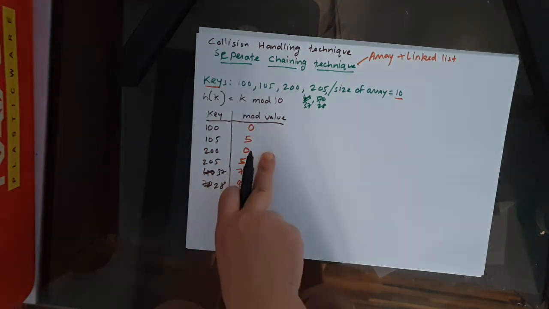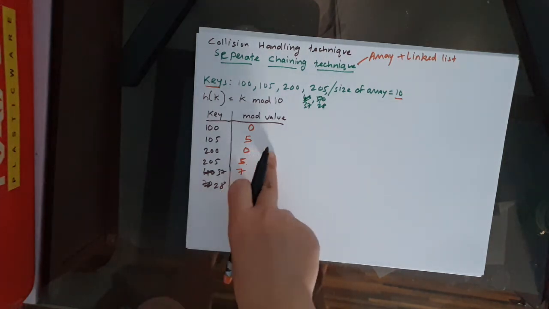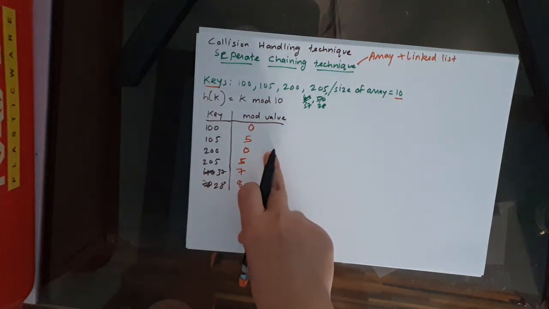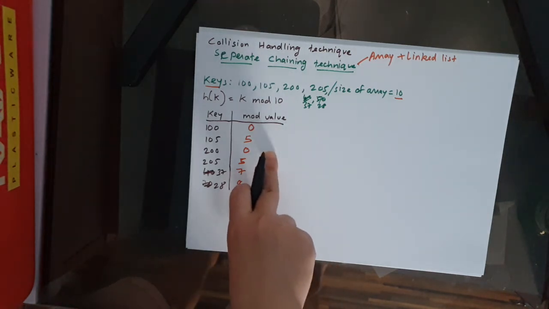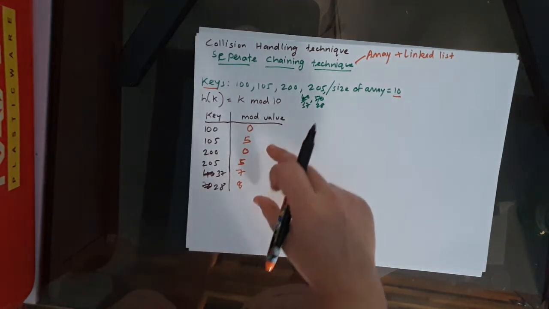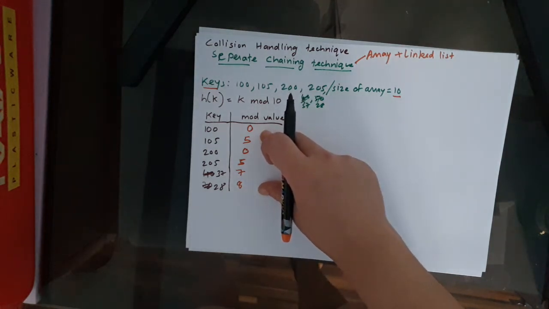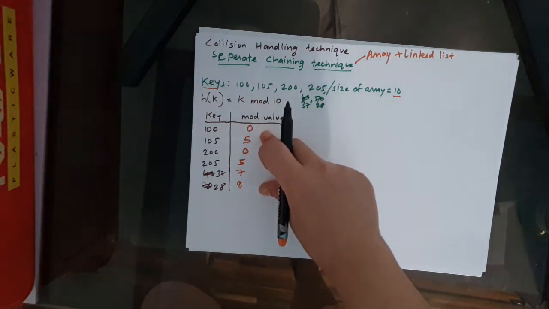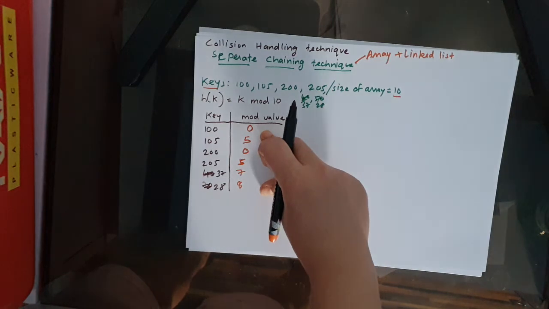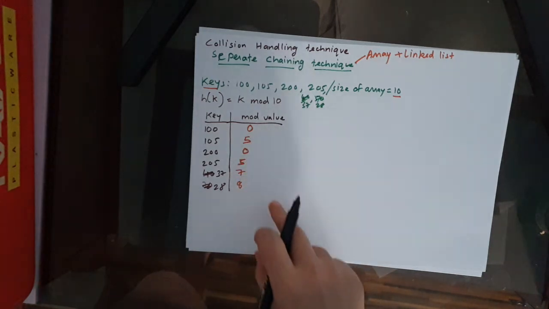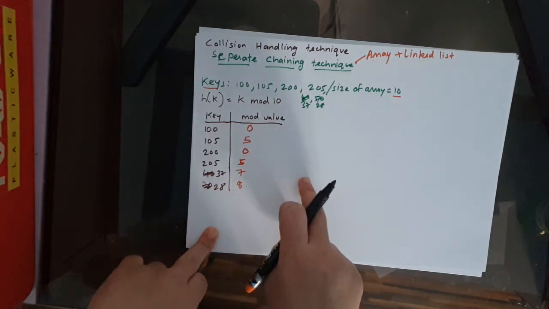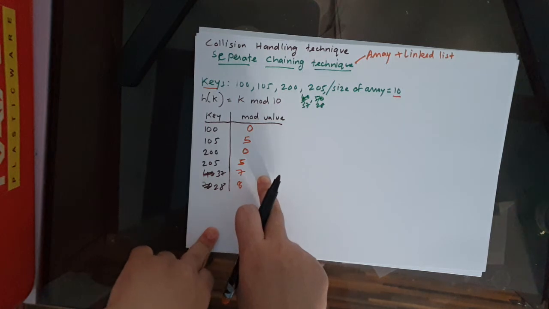We discussed previously when we were discussing hashing that the value that we get after applying the hash function is our address. So this is nothing but the address location in our hash table, which is nothing but an array. So we need to store this data in the hash table's array.